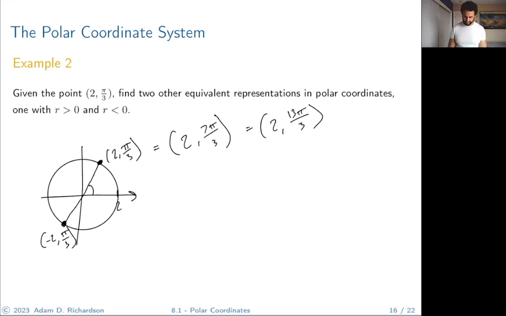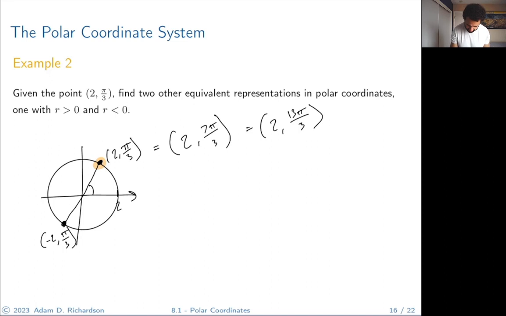What I want to do is find a point that's equivalent to the one that I started with. So I know that the radius is going to be negative 2, but now I need to change the angle. So how do I get an angle that's going to land me back there? Well, if you remember, we can just add pi to our angle and that'll work.